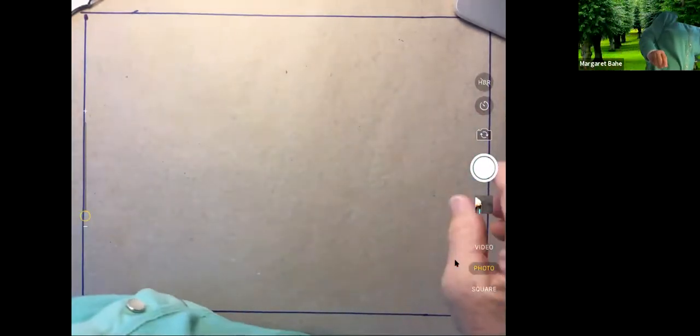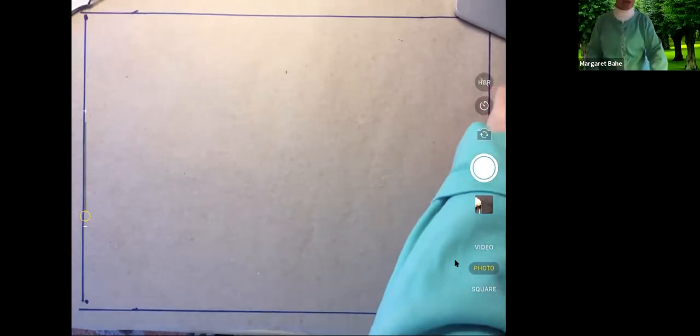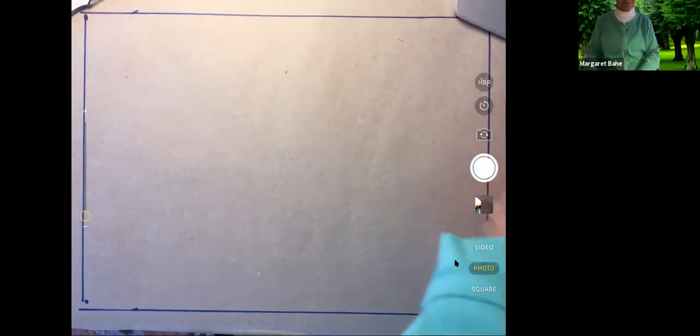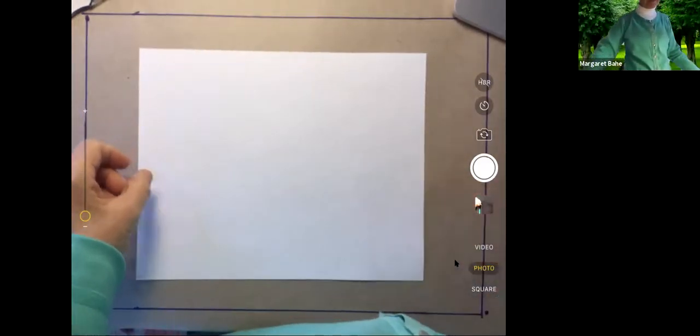So we are on page 183 in your binder. I would have that out. 183. Oh, okay.